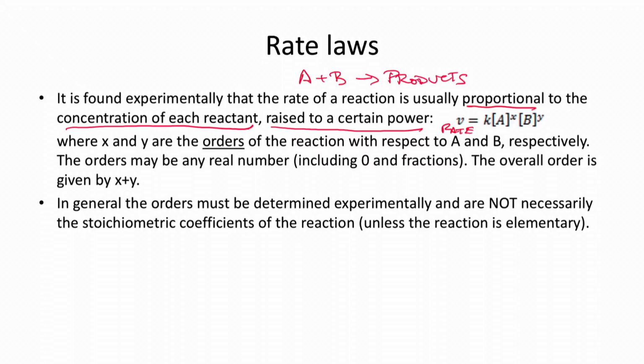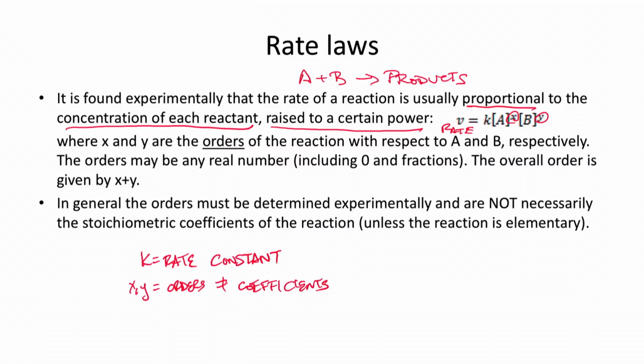Some things to note here. The k is something called the rate constant, and that gives me a measure of how quickly this reaction is happening. The x's and the y's, these exponents here, are called the orders of the reaction. The orders are not necessarily the same as the coefficients when I balance the chemical reaction. They might happen to be the same as the coefficients, but they don't have to be the same. It really depends on the experiment and what the actual reaction is.